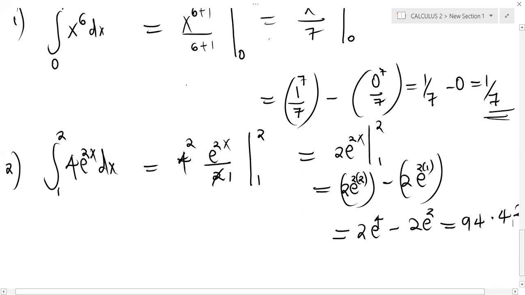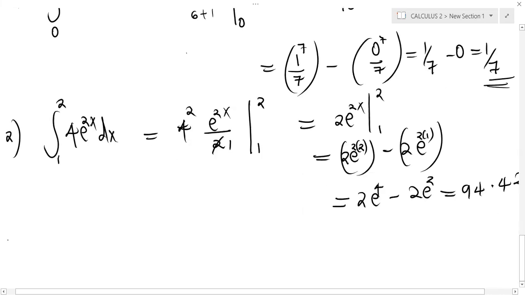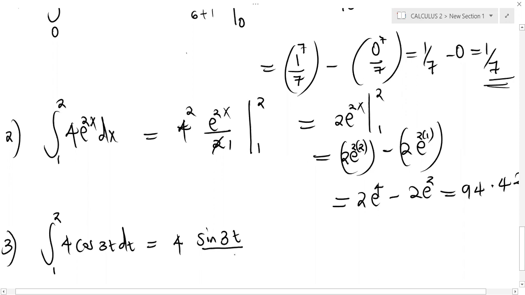Another example of a definite integral: let's say you're told to integrate from 1 to 2 4 cos 3t dt. Now, the integral of 4 cos 3t will be 4 sine 3t over 3, and we are integrating from 1 to 2.